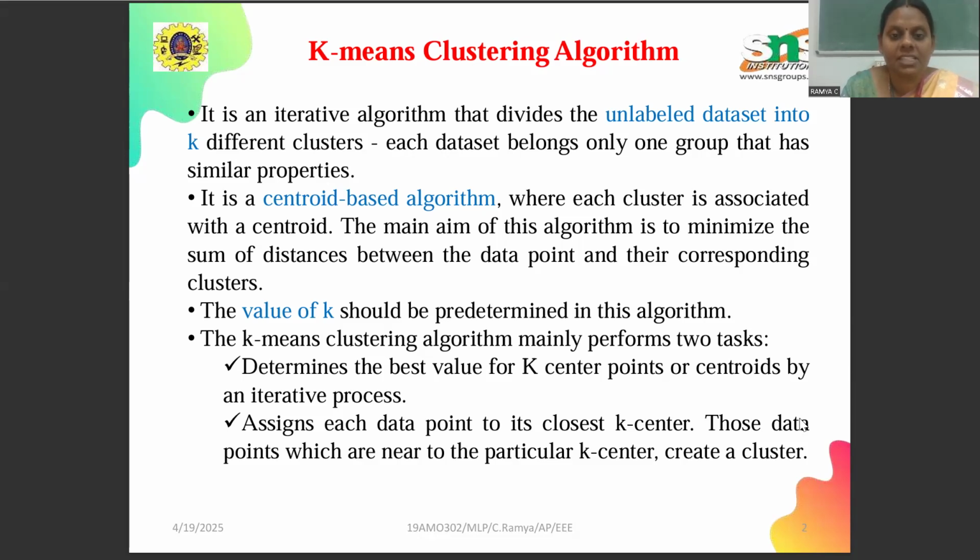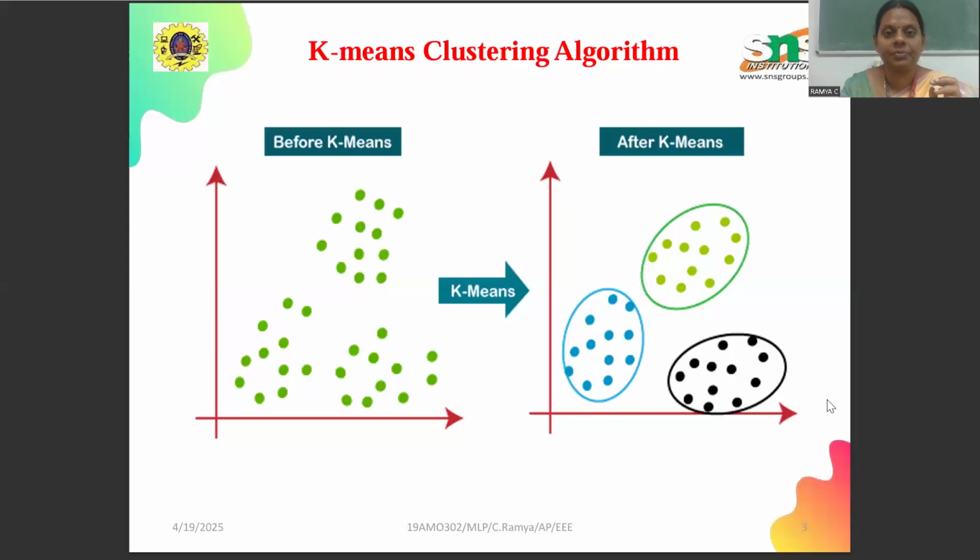This K-means clustering will perform two tasks. One is it determines the best value of K center points or centroids by an iterative process. And the second is to assign each point to the closest K center, which means those data points which are near to a particular K center create a cluster.